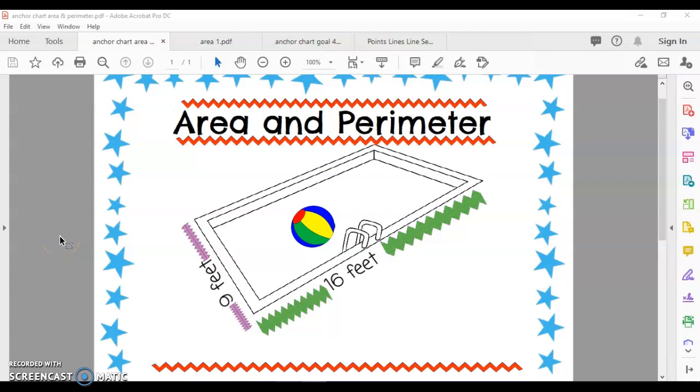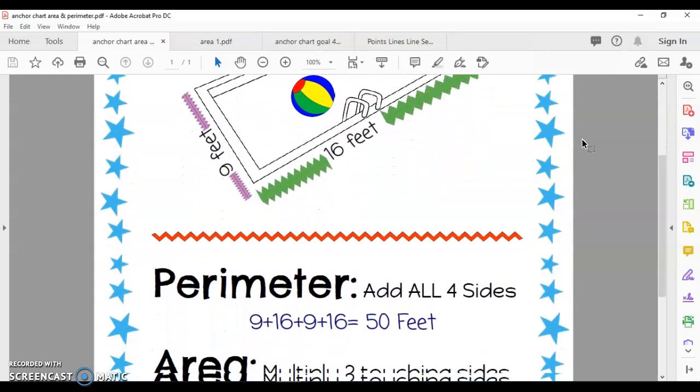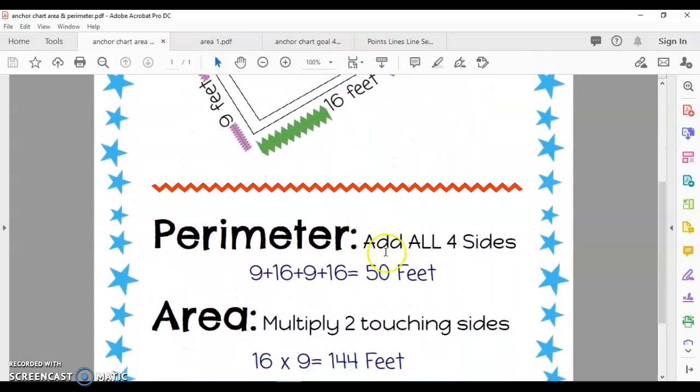Matthew, for your IEP goal number 3, we're going to be working on area and perimeter. This is your anchor chart, and you should have it in your new IEP packet. So let's review it. Perimeter adds all 4 sides. 9 plus 16, 9 plus 16 equals 50 feet.